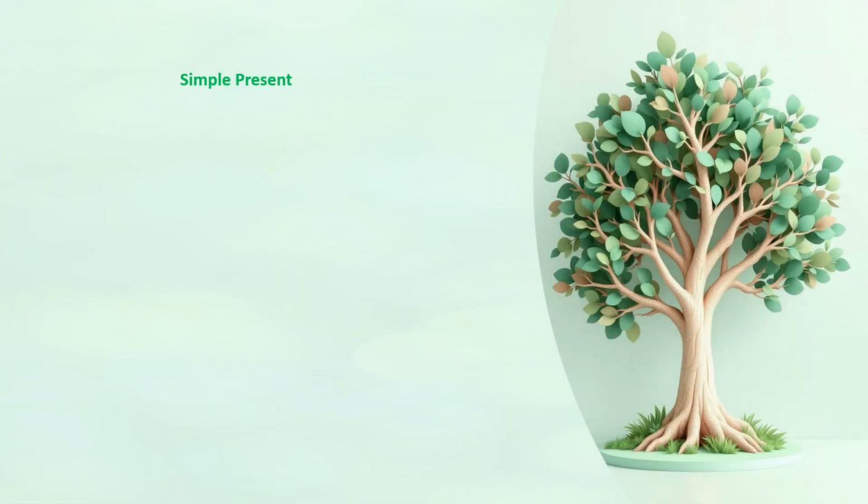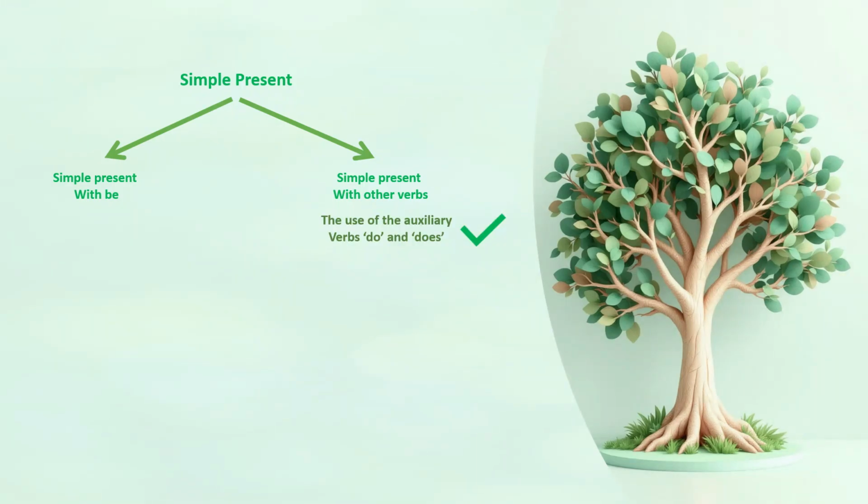If we look at the simple present using a tree diagram, we can see that it's divided into two main types, the simple present with be and the simple present with other verbs. What characterizes the simple present with other verbs is the use of the auxiliary verbs do and does when we form negative sentences and questions. It's important to remember that we never use do or does with the verb be. The verb be forms negatives and questions by itself without the need for any auxiliaries.